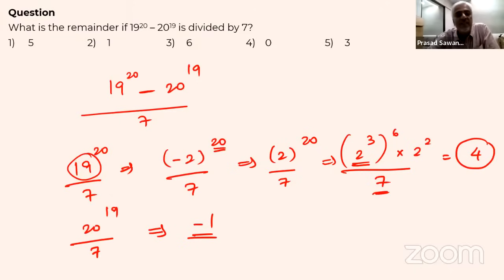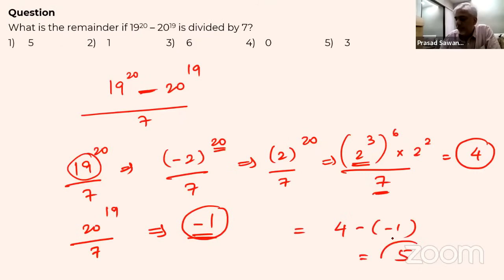21 divided by 7, remainder is 0. So 20 divided by 7 leaves the remainder minus 1. Minus 1 raised to an odd number will be minus 1. So the final remainder for this number is directly minus 1. And the minus 1 helps me also because there's a minus sign in between. So my final answer will be 4 minus minus 1, which will be 5.